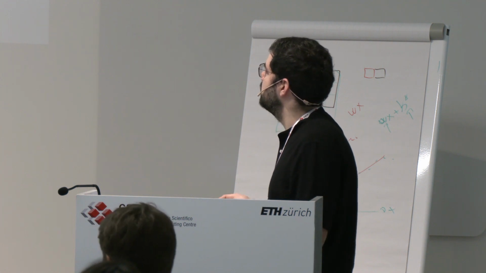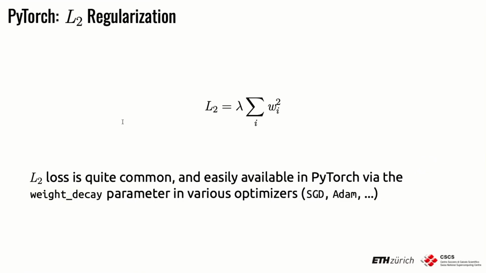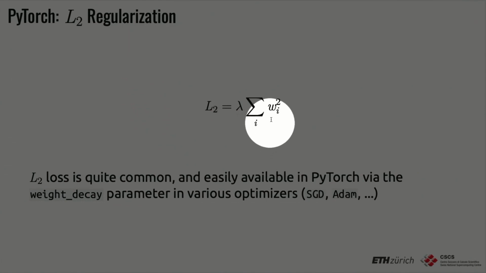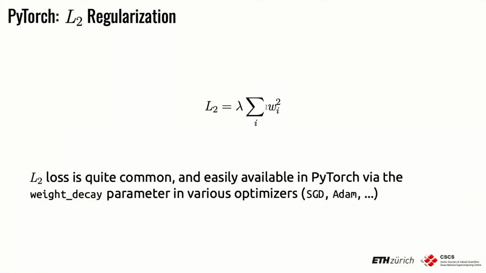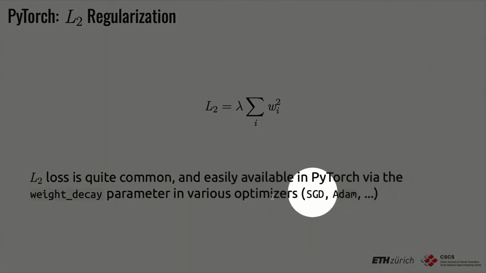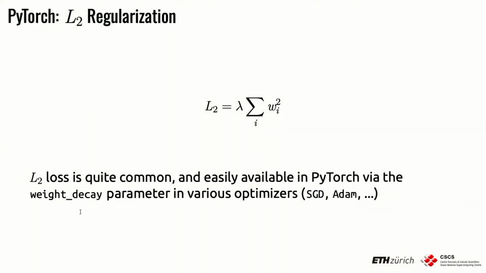A very common regularization of the loss function is called L2 regularization, and essentially you are adding to your loss function a second loss that is the sum of the squares of all the parameters. And this is so common that it is actually included automatically in the weight decay parameter of the optimizer.